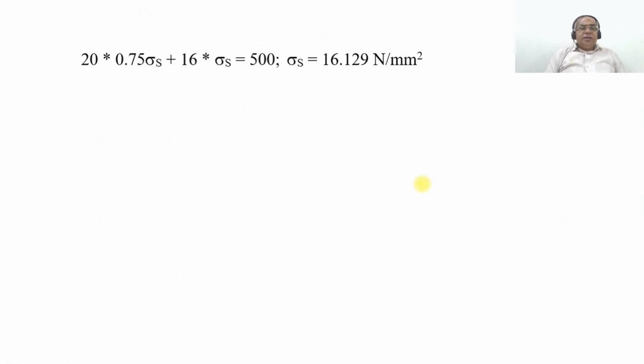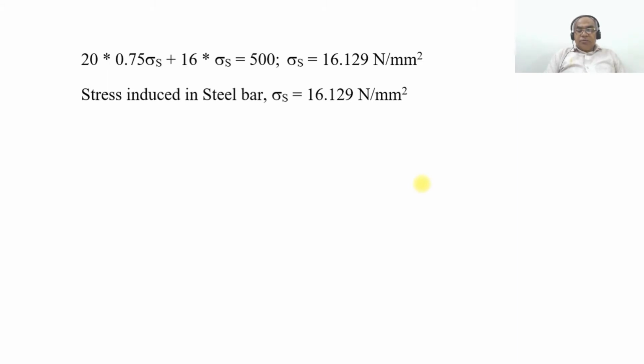So when you're doing that, 20 into 0.75 into sigma S plus 16 sigma S will be equal to 500. On simplification, sigma S will be equal to 16.129 Newton per mm square. So therefore, stress induced in the steel bar is sigma S, which is equal to 16.129 Newton per mm square.